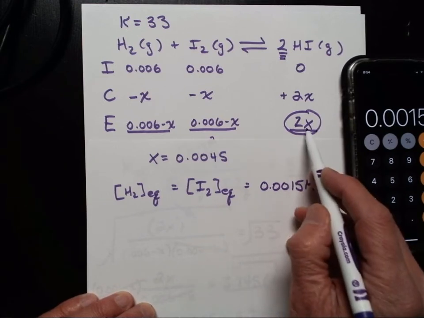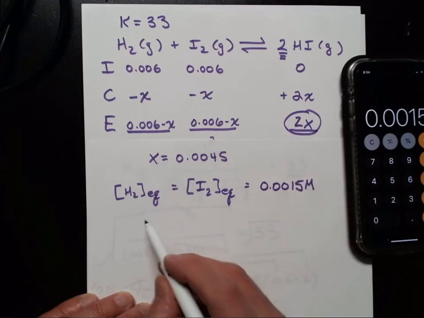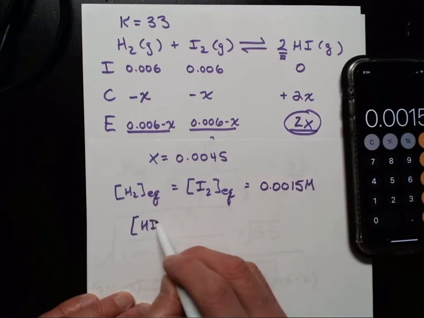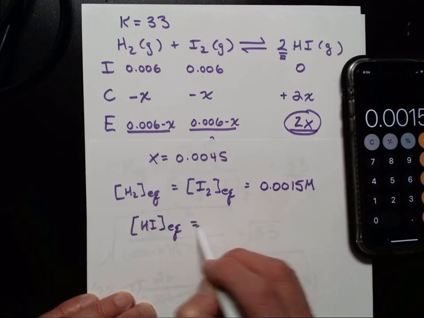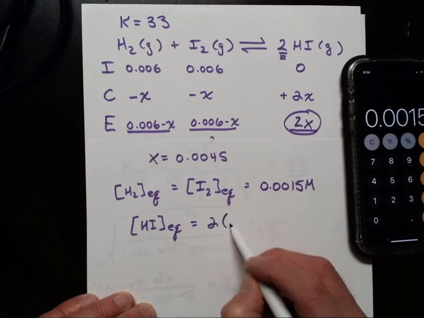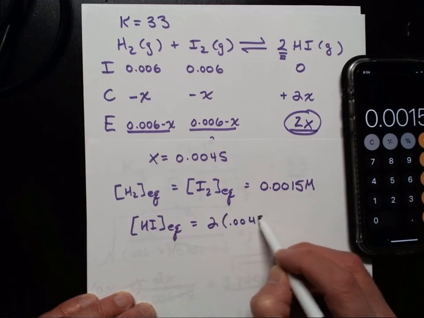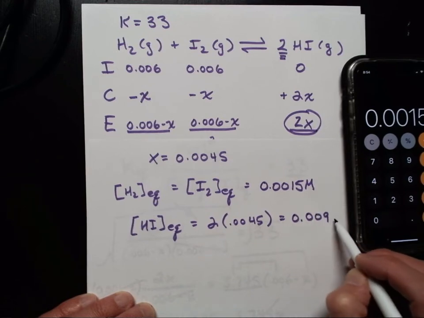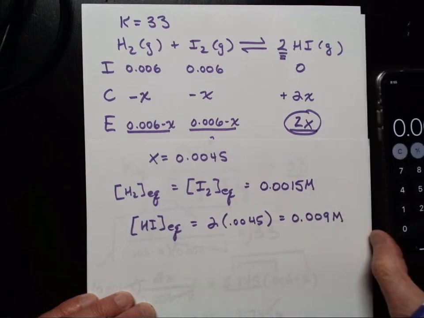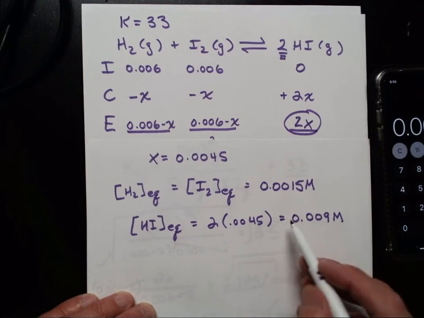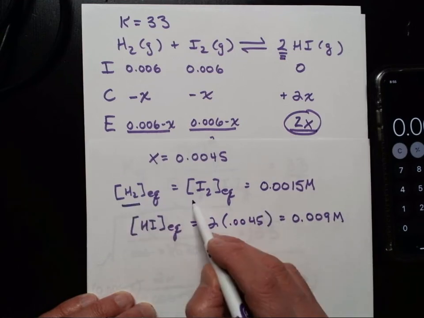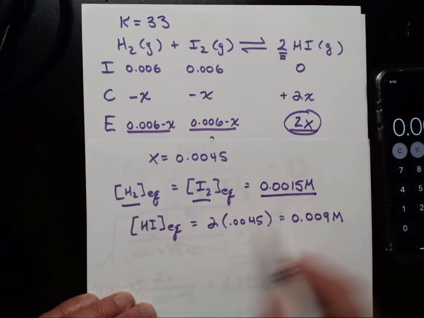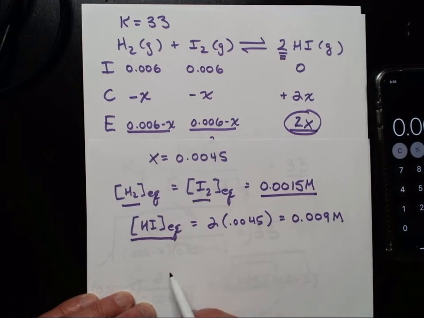And now, the hydrogen iodide concentration at equilibrium, that should be 2 times 0.0045, which if you run the math, that's going to come out to 0.009 molar. So that's going to be my equilibrium concentration of hydrogen. Iodine is this. My equilibrium concentration of HI is this.